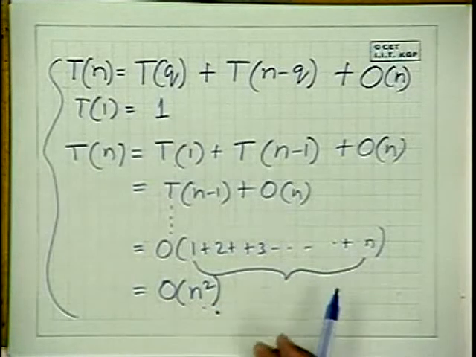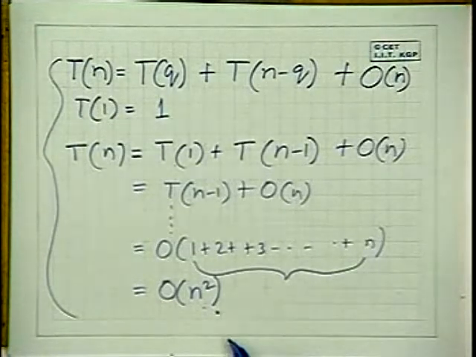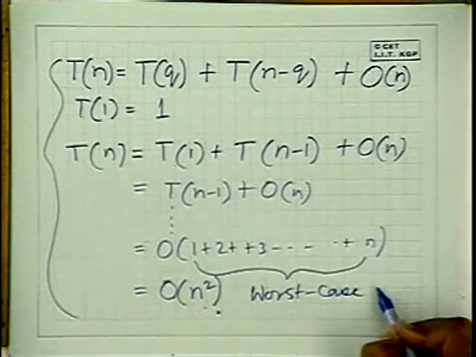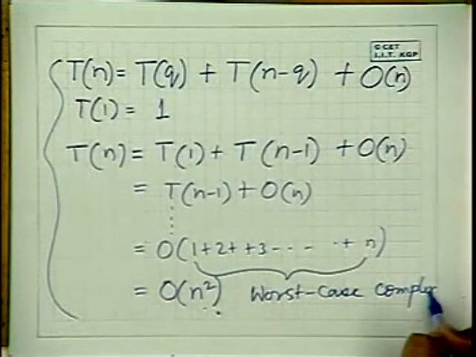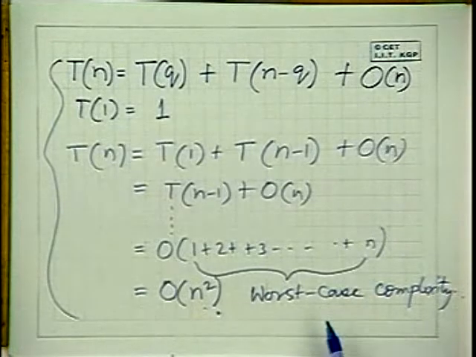Alright? And as long as it is balanced, it need not be n by 2 all the time. It can be n by 3, 2n by 3. That's also a balanced criteria. But as long as this partition is dependent on n, it's alright. It's a fraction of n. Then the complexity will be n log n. So this is the worst case complexity, because nothing can be worse than this. And we have already seen the best case complexity is n log n.